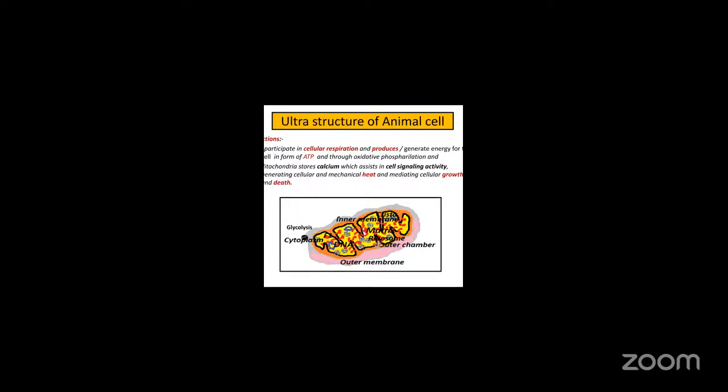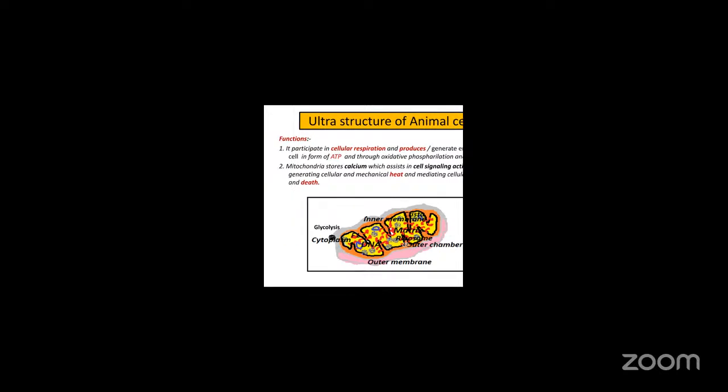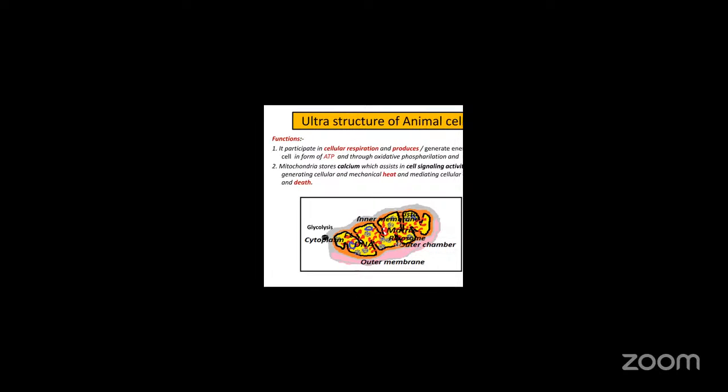of the mitochondria: it participates in cellular respiration, and it generates the energy for the cell in the form of ATP and through oxidative phosphorylation. So what is its main role? It participates in cellular respiration. Why is it considered the powerhouse of the cell? Because it stores the energy.